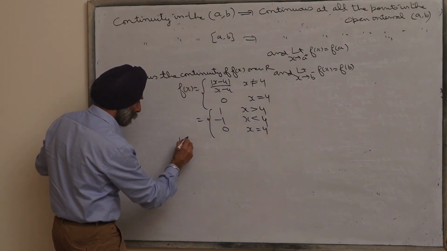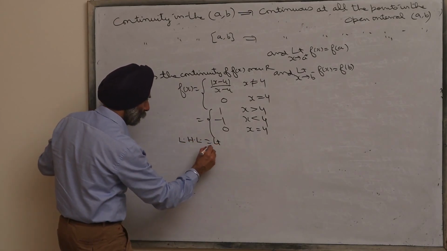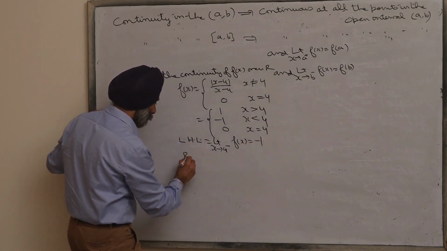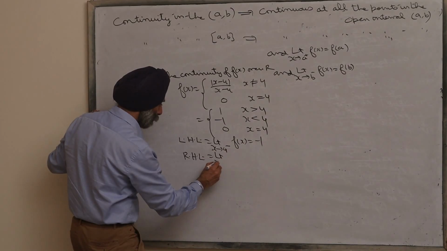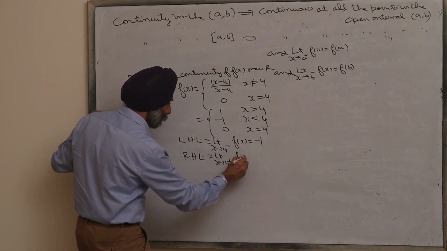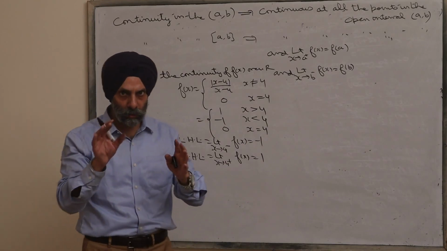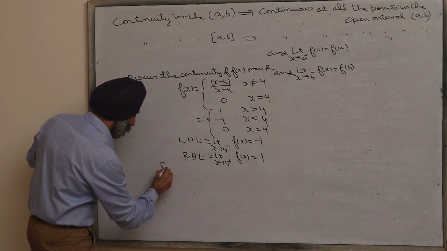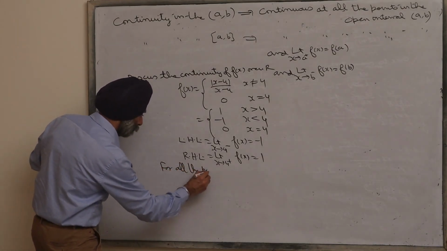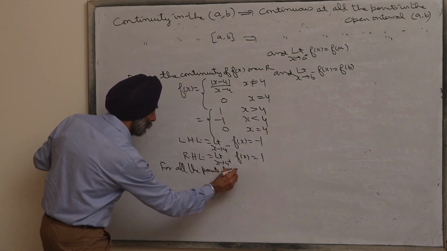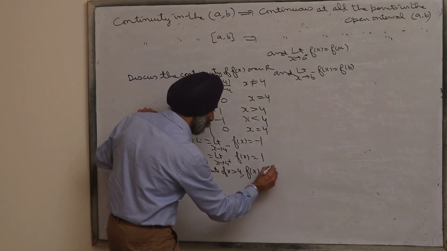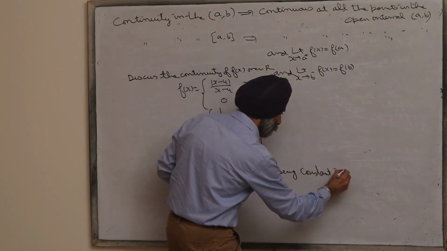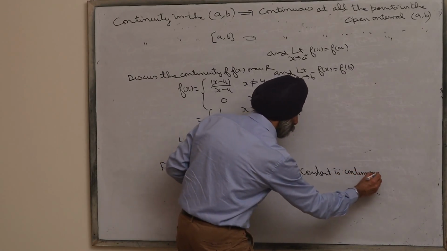So left hand limit is equal to limit x approaches to 4 negative f(x), this is equal to minus 1. Right hand limit is limit x approaches to 4 positive f(x), this is equal to 1, which clearly shows that this is discontinuous at x is equal to 4. Now, for all the points of x greater than 4, f(x) is equal to 1 being constant is continuous everywhere.